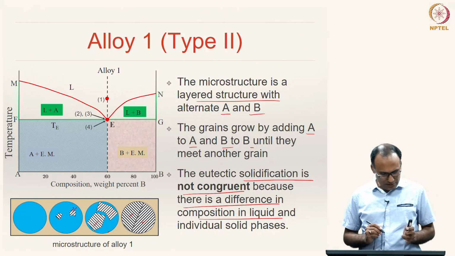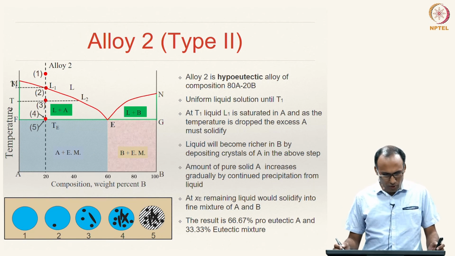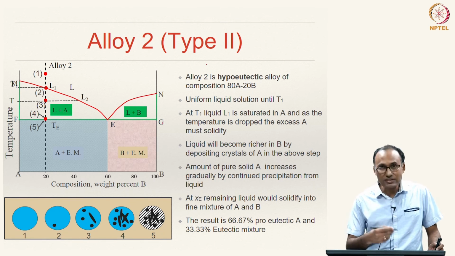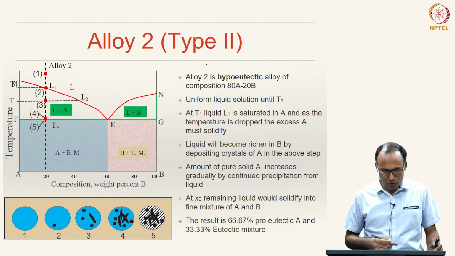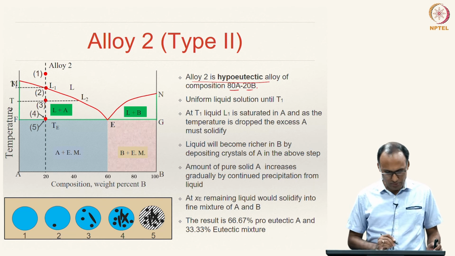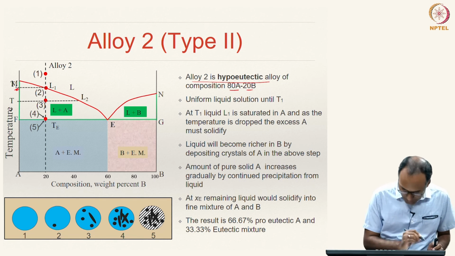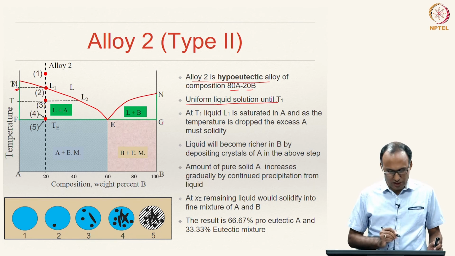Okay. So, let us carefully look at it now. So, alloy 2, let us go through it once again. Alloy 2 is a hypoeutectic alloy of composition 80A and 20B, until temperature T1, that is this point, a uniform liquid solution until T1.